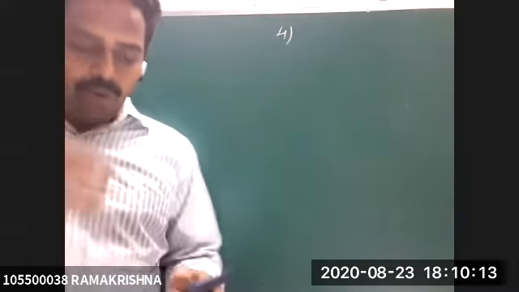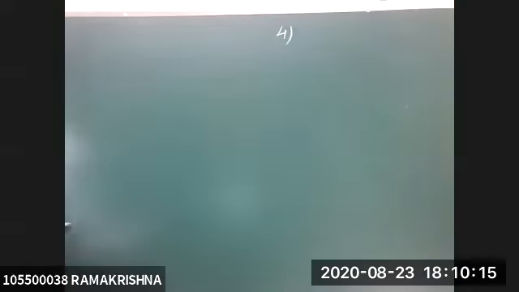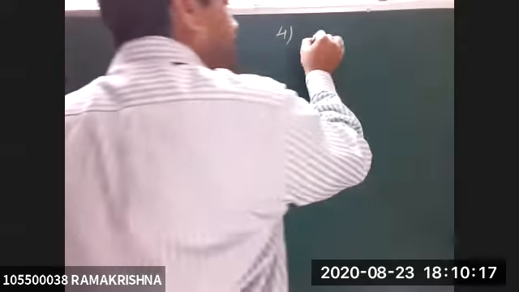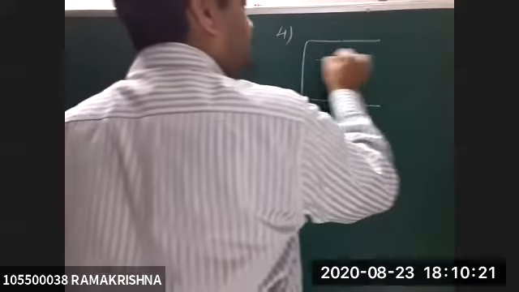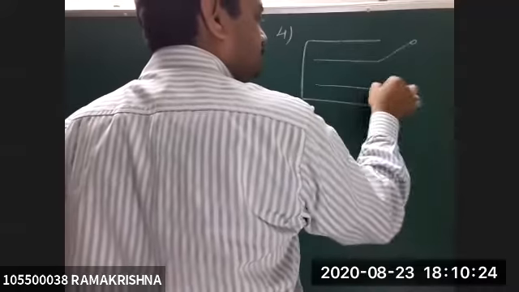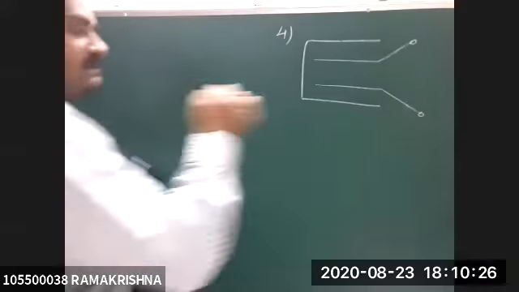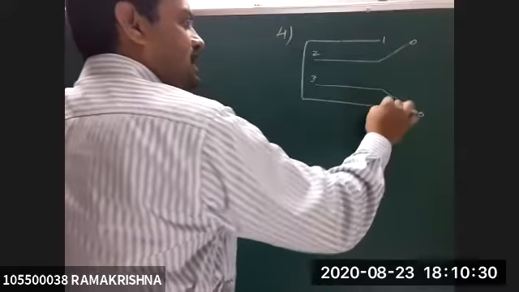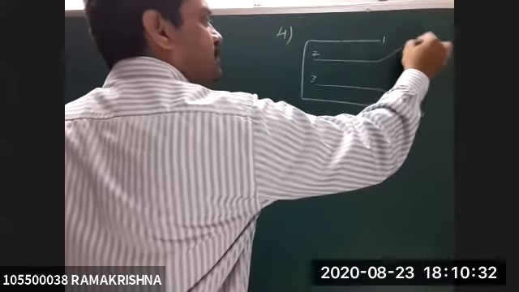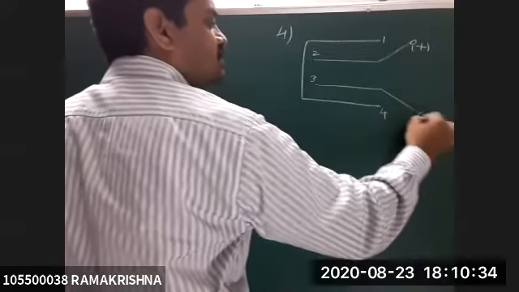Problem number 4. Four metallic plates are arranged as shown in the figure. So it is the given arrangement. Name the plates 1, 2, 3, and 4. Suppose plate 1 gets a positive charge and plate 4 is given a negative charge.